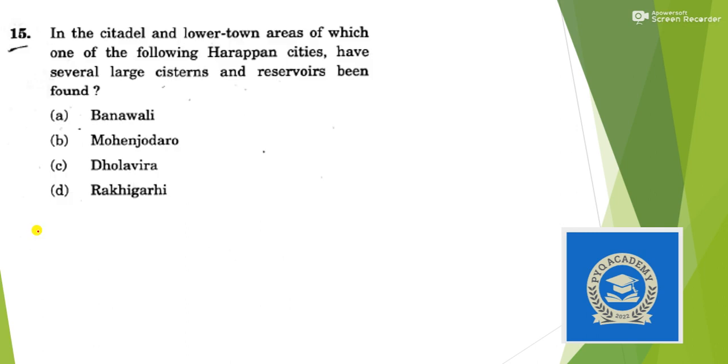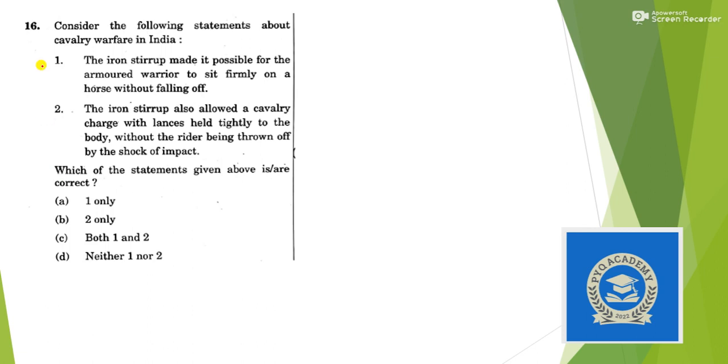Next, for this question, answer should be option A, 14A. Next, in the citadel and lower town areas of which one of the following Harappan sites are there several large cisterns and reservoirs? Option B, Mohenjo-daro. Next, which of the following statements about cavalry warfare in India is correct? I think both the statements are correct, so answer should be option C.